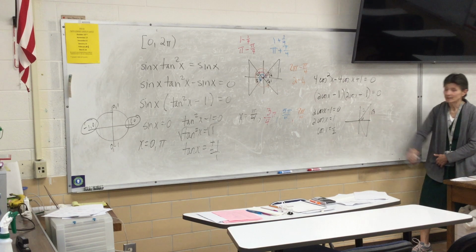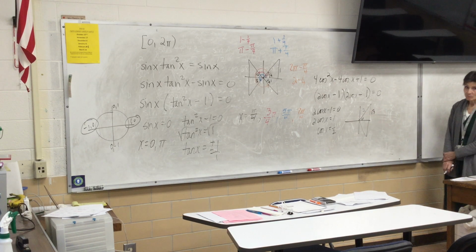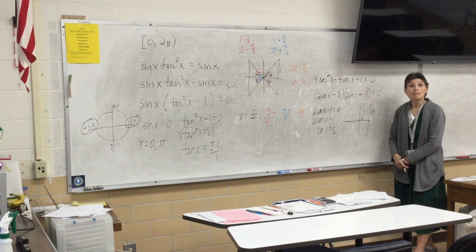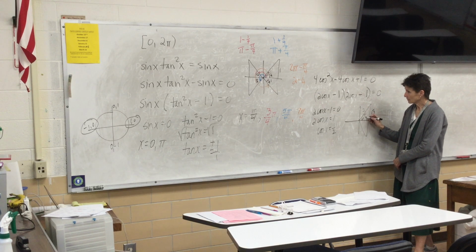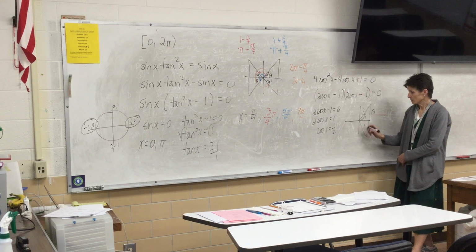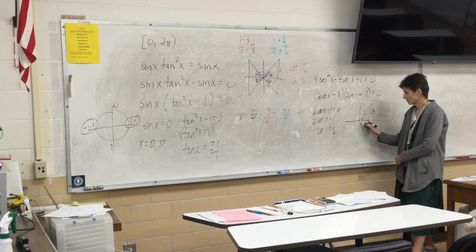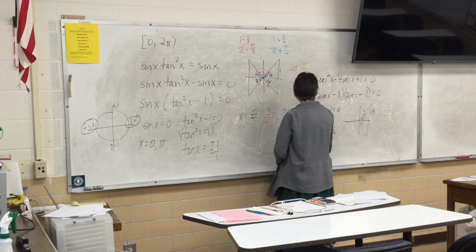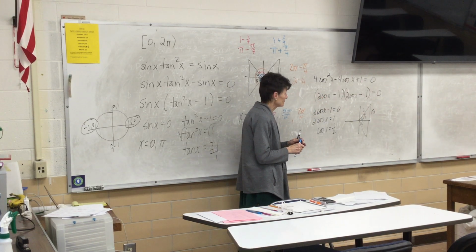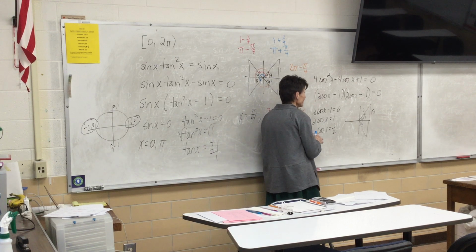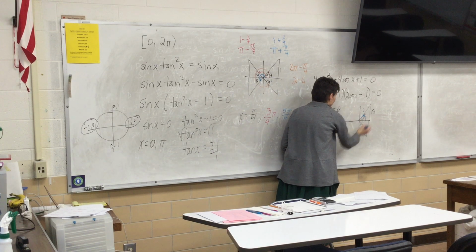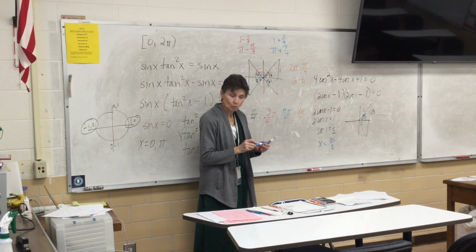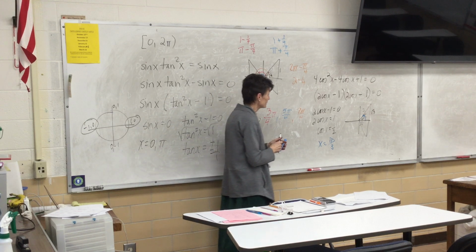This guy is a 60-degree angle. But I'm in radians, so instead of saying 60, I'll say pi over 3, because 60 is 1/3 of 180. Now, one of my answers is pi over 3. In the first quadrant, it is pi over 3.